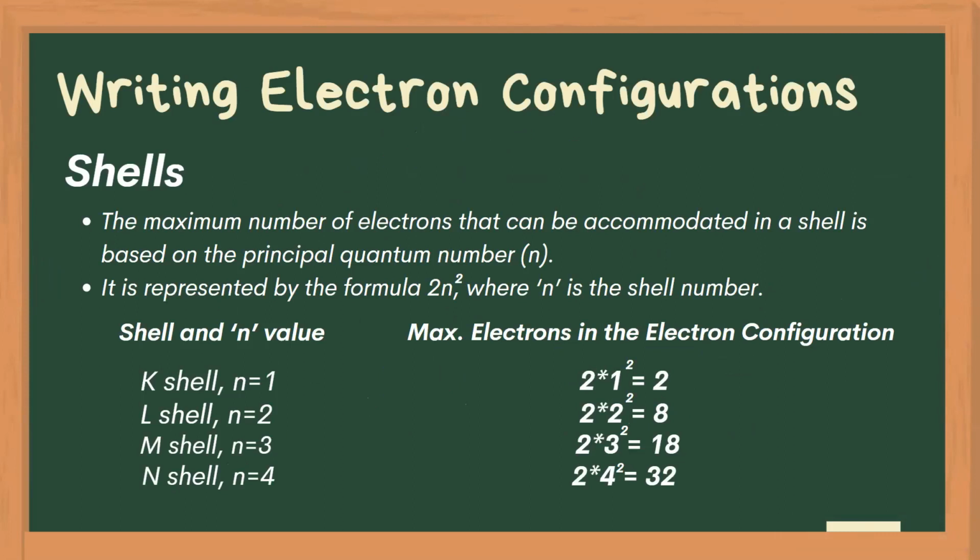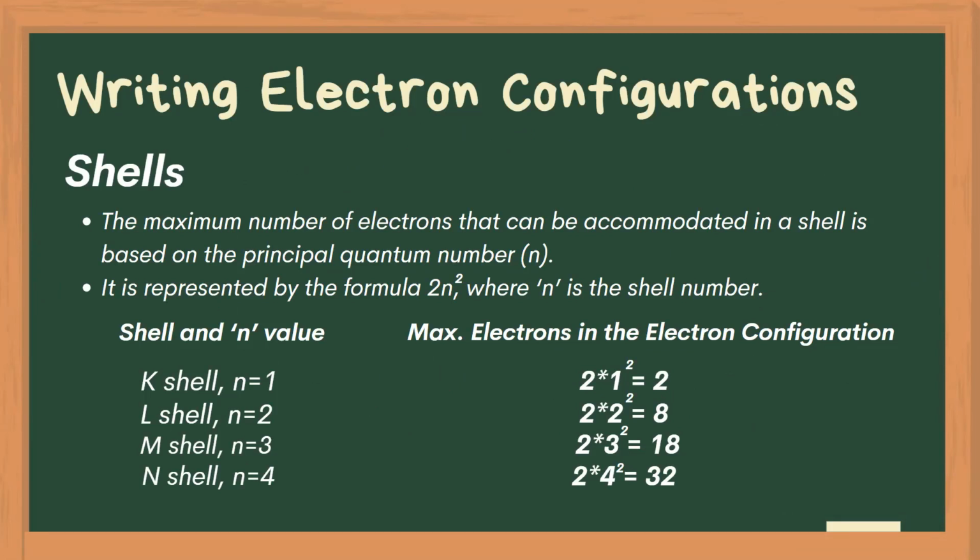So what do we consider in writing electronic configuration? First, we must know the shell. The maximum number of electrons that can be accommodated in a shell is based on the principal quantum number, and it is represented by the formula 2n squared, where n is the shell number.